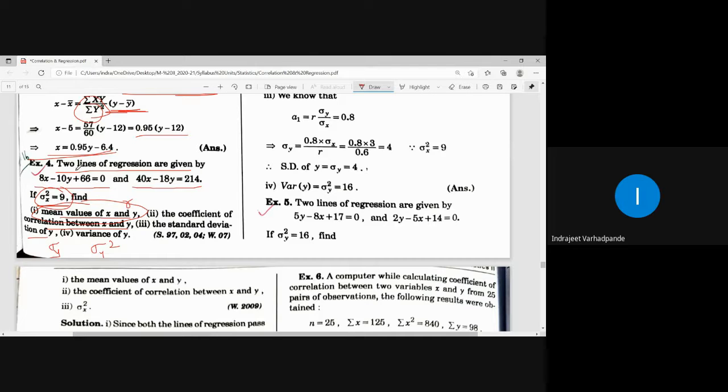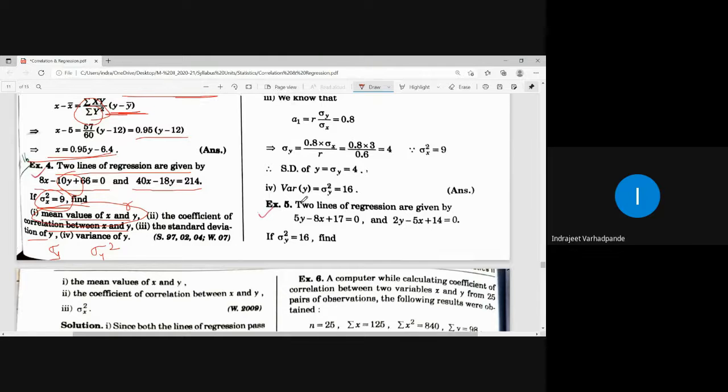So considering these lines as they are and assuming that these lines pass through x bar and y bar, that means x bar and y bar satisfy the given equation. When I say that x bar, y bar satisfies this equation, it means x bar will be written instead of x, y bar instead of y, and solving them simultaneously will give us the mean values of x as well as y.